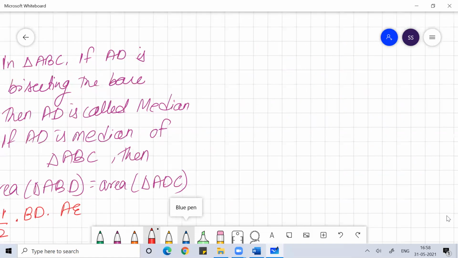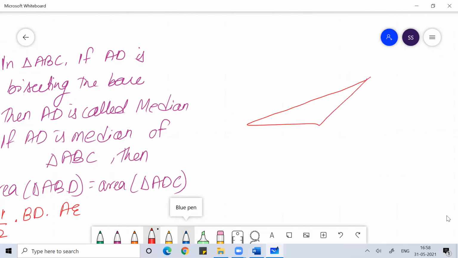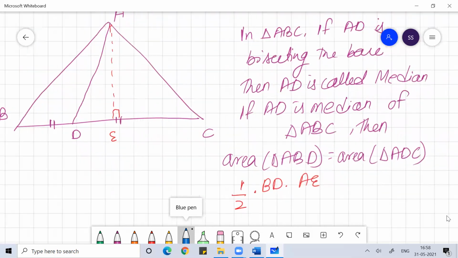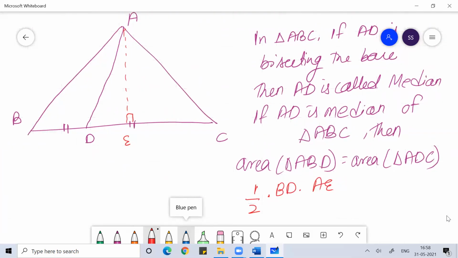For this triangle, if this is a triangle A, B, C, where will its altitude lie? Altitude is always 90 degrees. So where will the altitude lie? Definitely outside the circle. So this is equal to half into BD into AE, and here the area of ADC would be half into CD into AE.